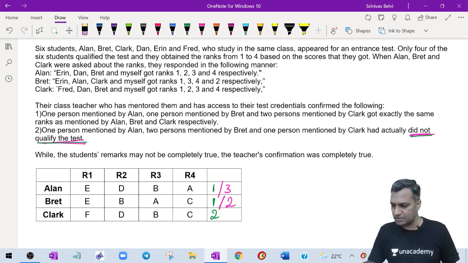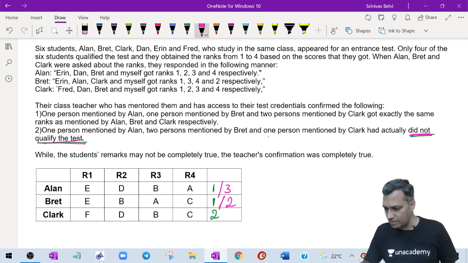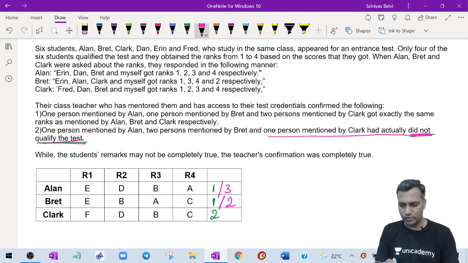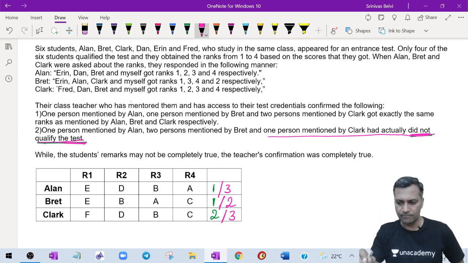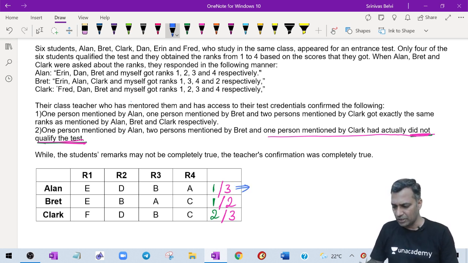Similarly, coming to the last person, Clark: one person mentioned by Clark actually did not qualify, which implies the remaining three persons qualified. What is the meaning of this? First, let's look over these numbers. Three people qualified, two people qualified, and the remaining three people qualified. Meaning of this, let's look at this tree.